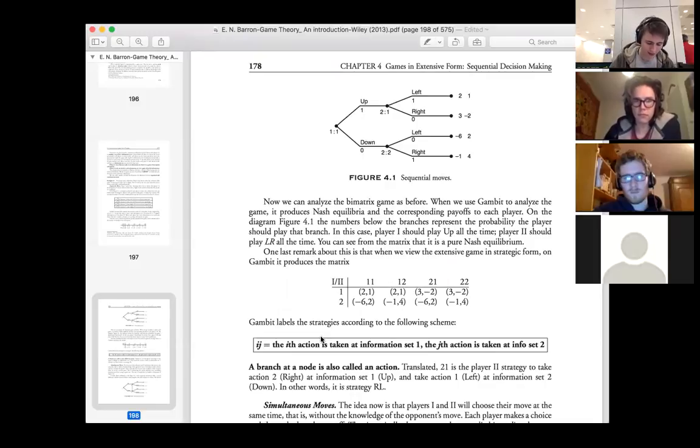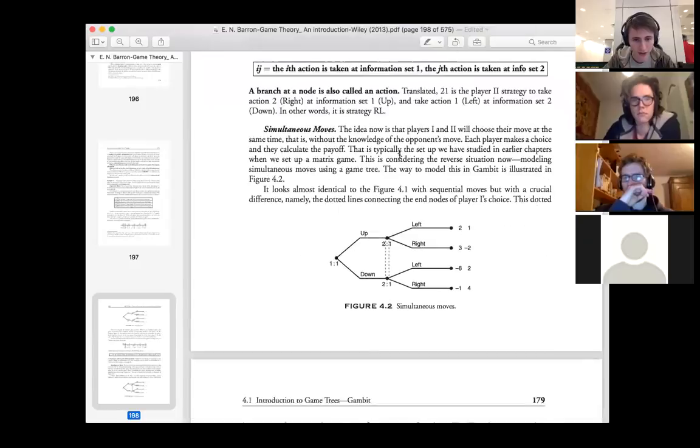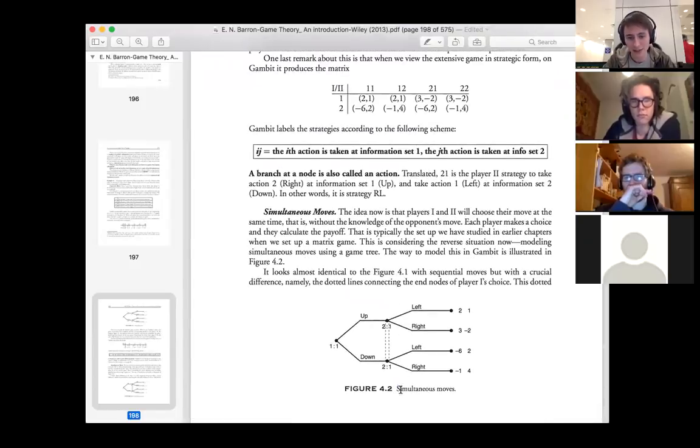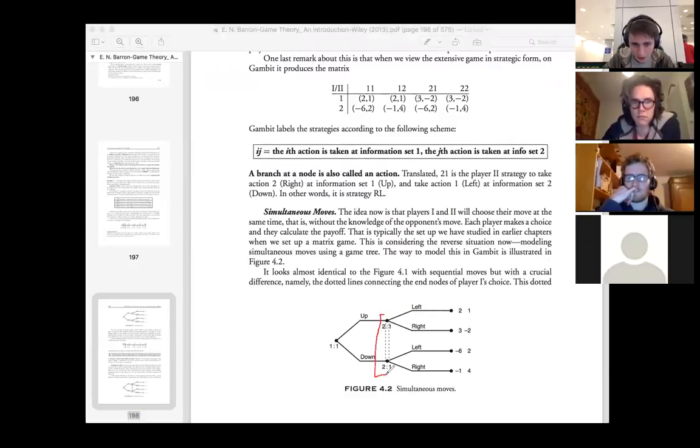And so there are some important terms. This is an example of a sequential move game, right? So you see sequential moves. However, there's an alternative, which is simultaneous moves. The important term to know around that is information set. So in this game, there's an information set right here.